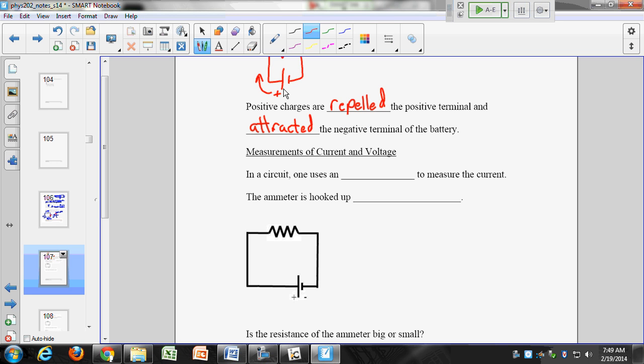Okay, in the lab, have y'all done the ammeter, voltmeter lab yet? Where you find the resistance of those devices and use them in a circuit? Yeah, okay. We're going to go over that a little bit here. So in a circuit, if you want to measure the current, you're going to use an ammeter. And the ammeter is hooked up. It can either be hooked up in series or it can be hooked up in parallel.